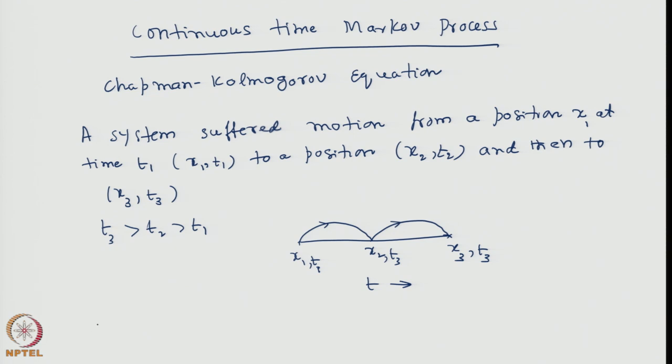Let us see how do we write Chapman-Kolmogorov equation for this problem. There are very rigorous derivations, but let us use a physical way of arriving at it. First thing is, we have to merely note here that the mass probabilities which we introduced in the context of discrete state spaces, probabilities become probability densities here.